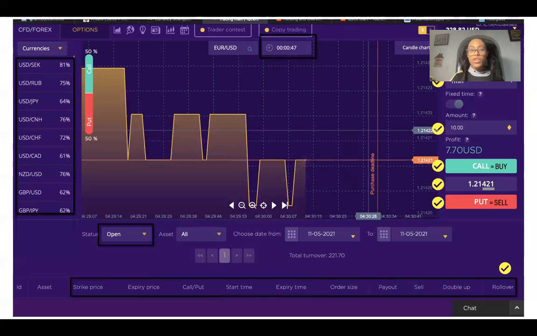So shifting over to the right hand side, at the top there, that's where you're going to find your account balance. And then right there where it says time, that is where you're going to choose which time frame you want to trade. So if you're ever on my session, you're going to choose 3 minutes.